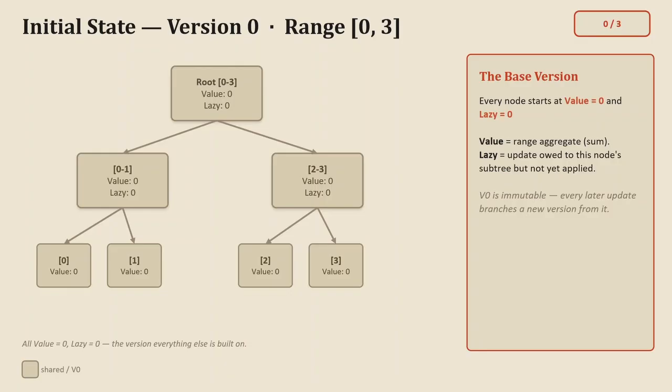If an update fully covers the range, we stop recursing, store the lazy value there, and update the node sum. This is the essence of lazy propagation, deferring the work. Any node not on the path is simply reused from the previous version, keeping memory use to just O(log n) per update.